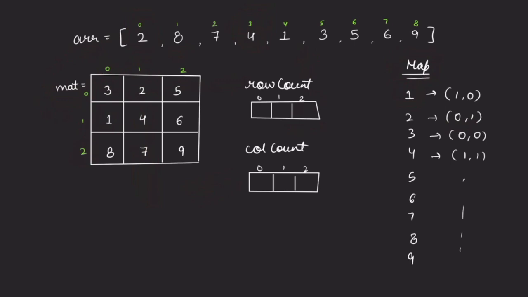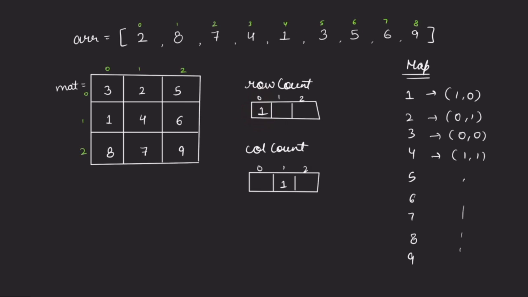Now as soon as we start painting, the first element is 2 over here, right? It is present at the index 0 comma 1. Row is 0 and column is 1. So in the row count at the index 0, we will increment by 1, and in the column count at the index 1, we will increment by 1. So this particular number is denoting that in row 0, there is one element which is painted, right?